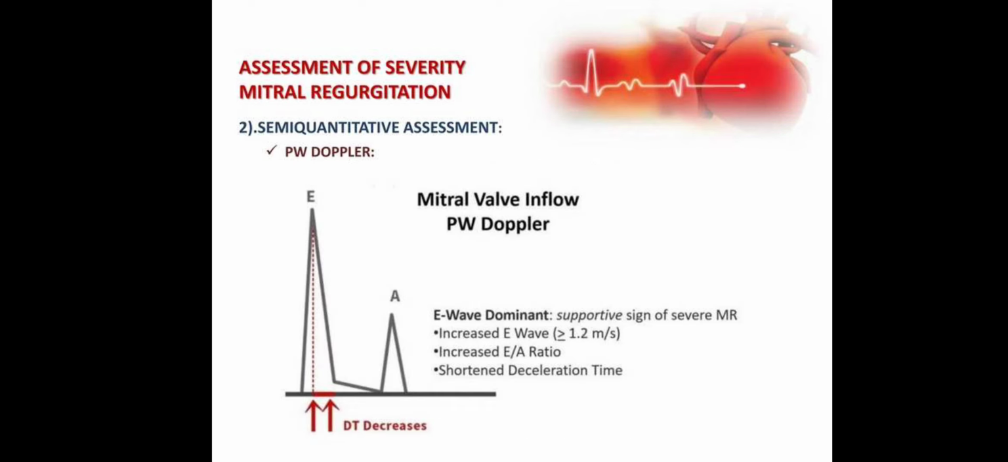Assessment of the semi-quantitative method. Okay, pulse wave Doppler, mitral valve inflow. E wave dominant is a supportive sign of severe MR, increased E wave greater than 1.2. Look here, the E wave is increased and the E by A ratio is increased. This is the deceleration time, and the deceleration time is shortened.